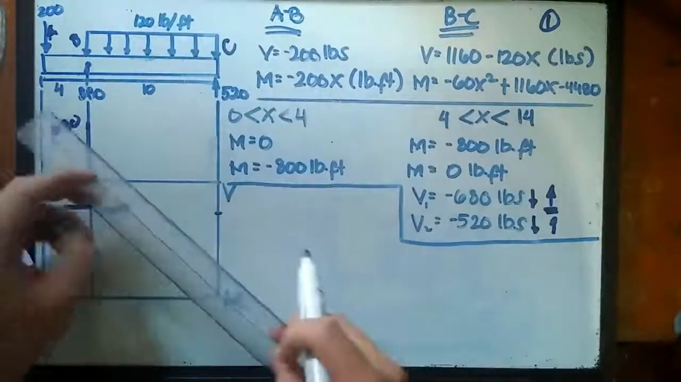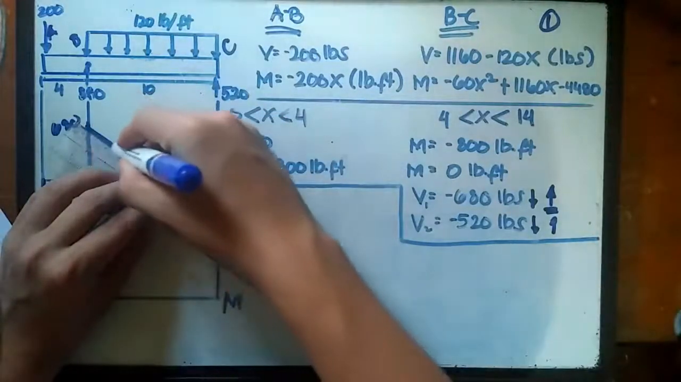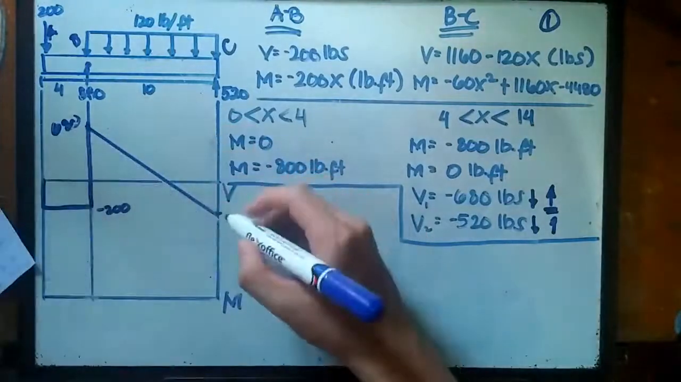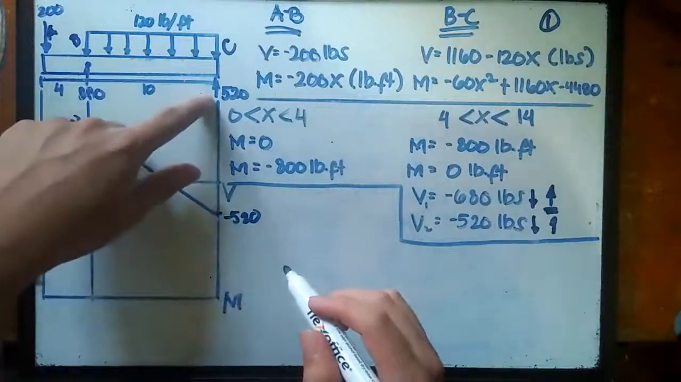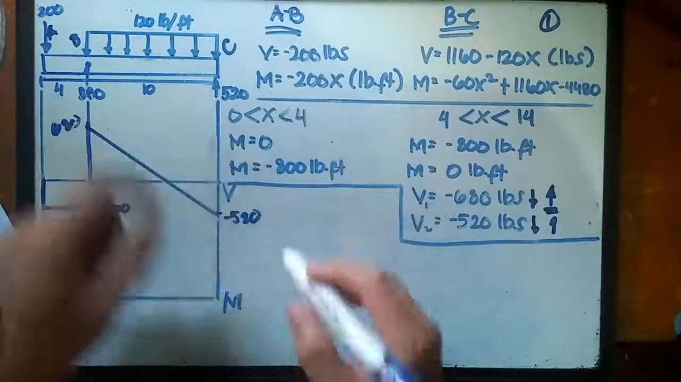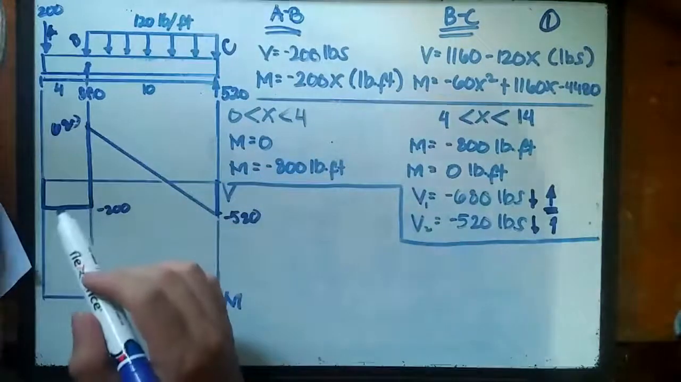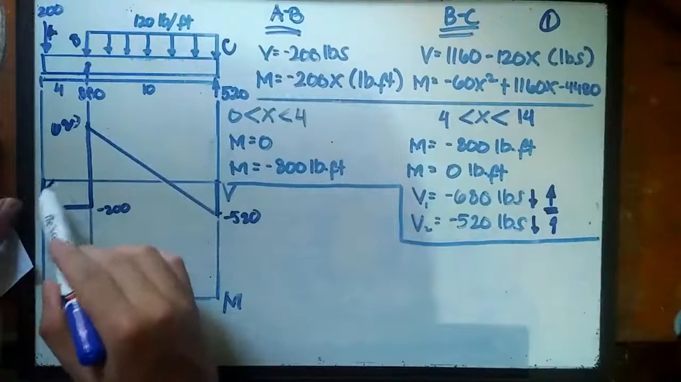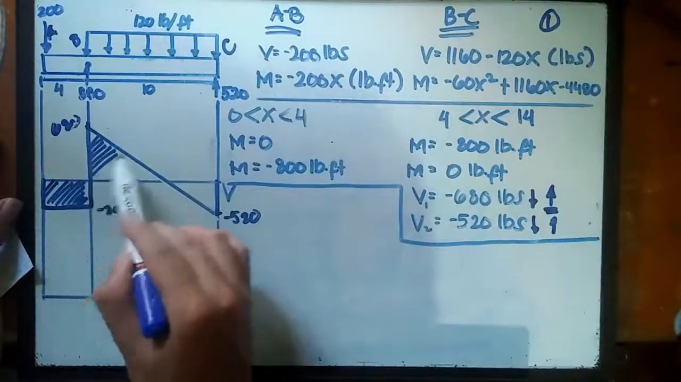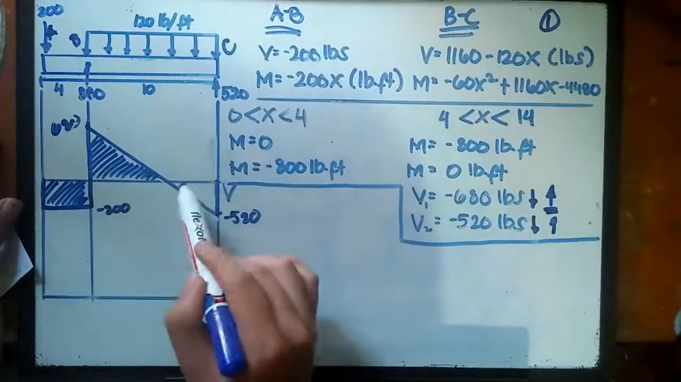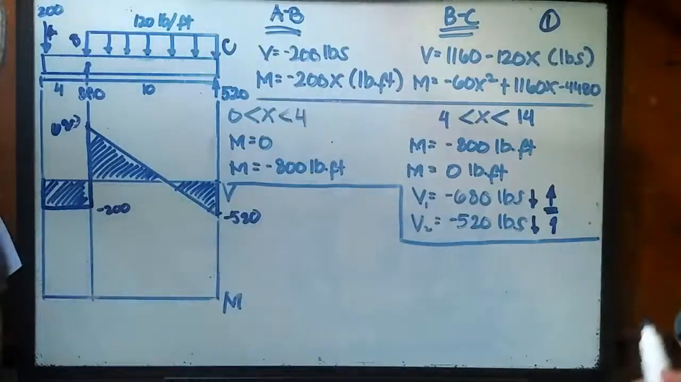Graphing that should be like this. It goes like that, so this one is negative 520, and we have this upward reaction for support C going up, so we are going back to 0. So this is the shear diagram for this beam.